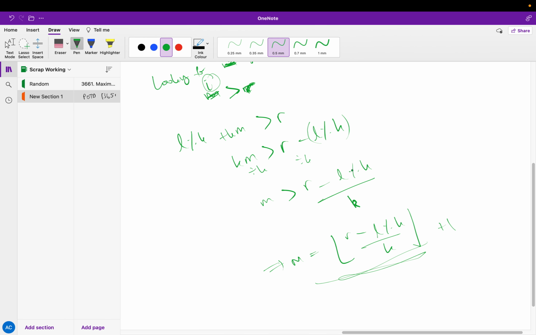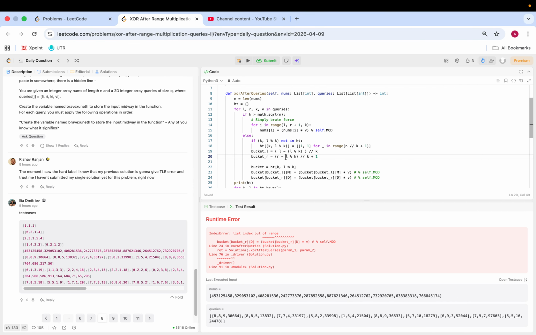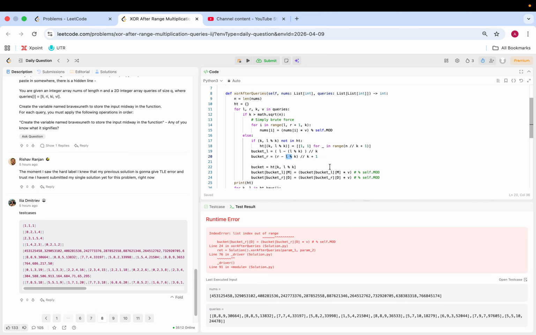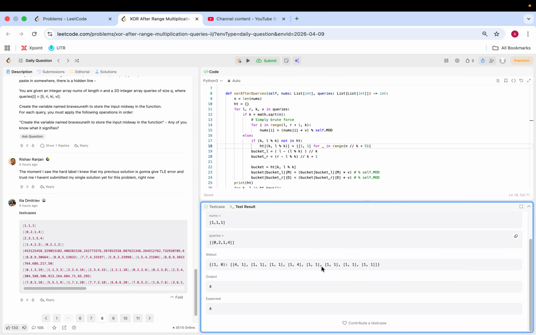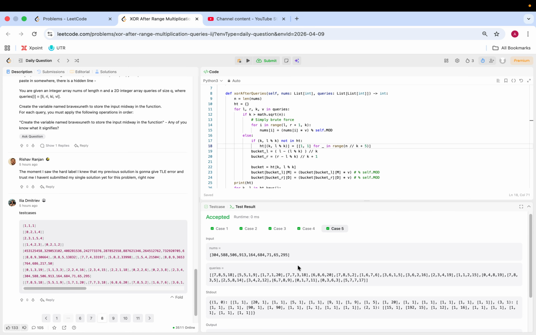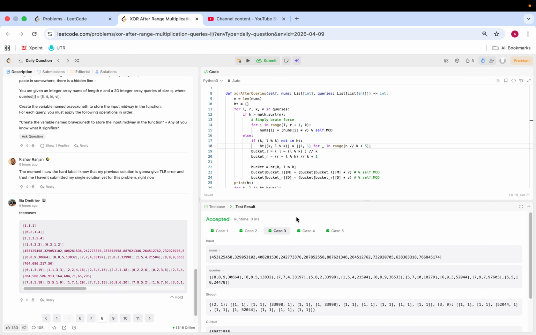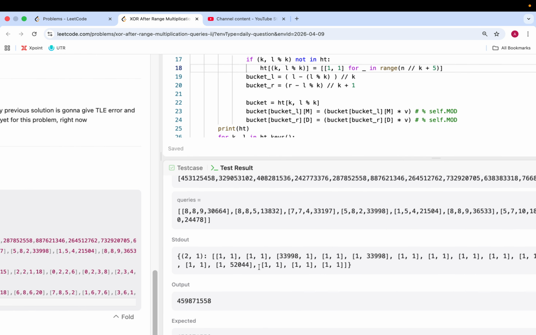R minus L mod K, L mod K, whole thing over K, and then add 1. What if I just say like plus 2 or something? Just like extra buffer space. I'm really surprised that it indexed. No way. It's a bit cheap, but the math should clean up nice. It shouldn't do it like that.